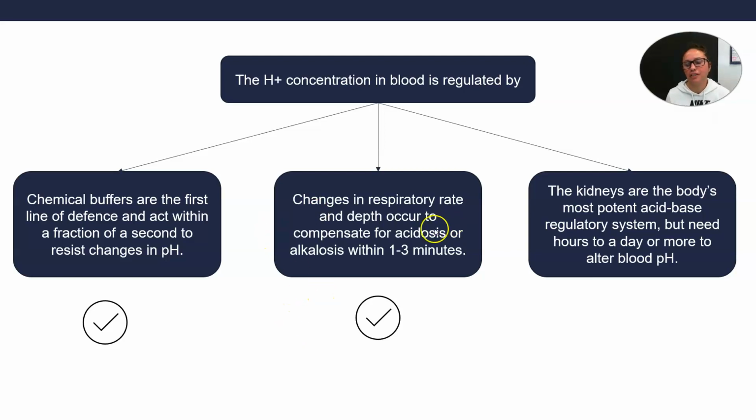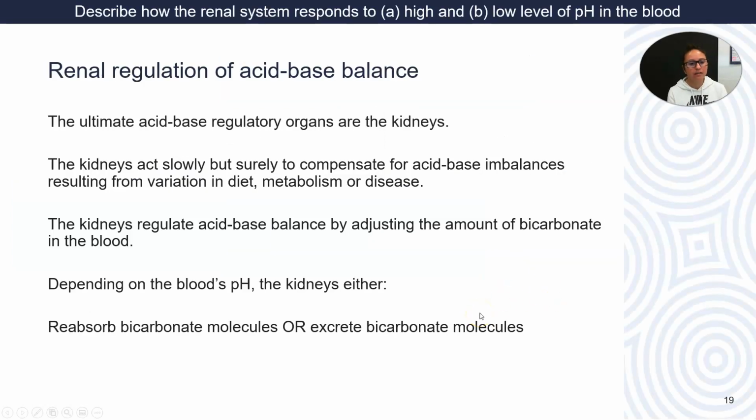All right, everyone. So now we're going to look at how the kidneys can help us out in maintaining the correct level of hydrogen ions in each fluid compartment. So the kidneys, again, helping us out. They act a bit slower, but they do kind of help us out.